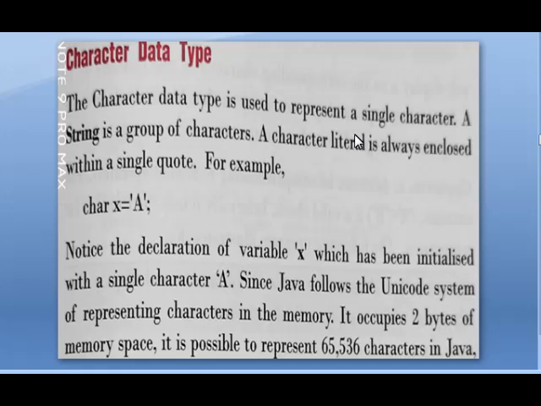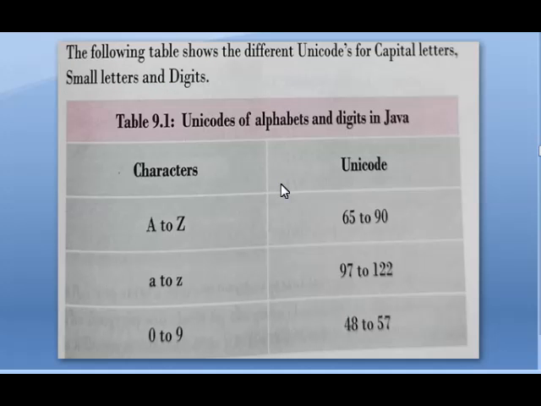It is possible to represent 65,536 characters in Java. Next, we are going to see the tables which show the different Unicodes for capital letters, small letters and digits. For the characters capital A to Z, the Unicode is from 65 to 90. Small a to z, the Unicode is from 97 to 122. For the characters 0 to 9, we use the Unicode 48 to 57.